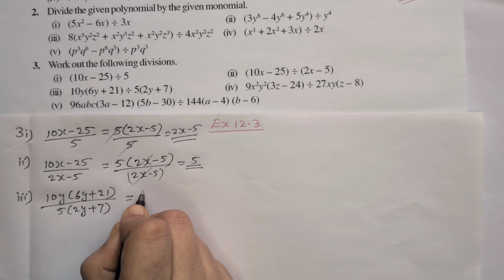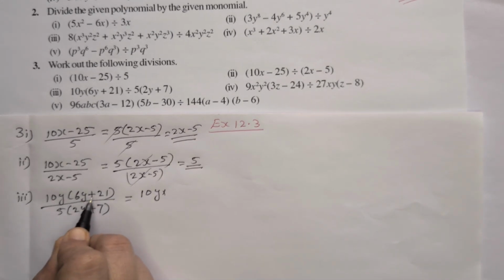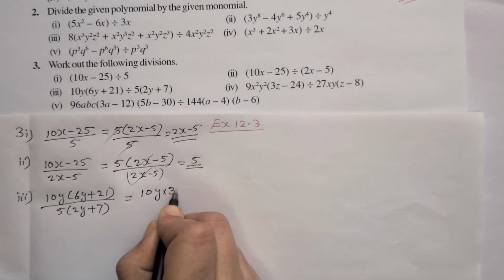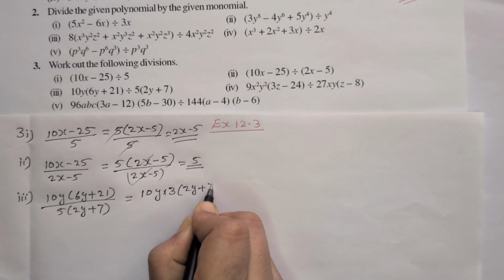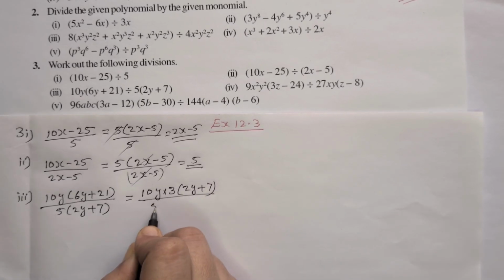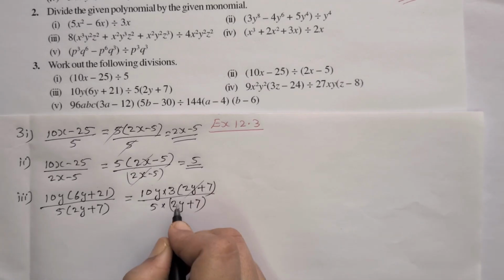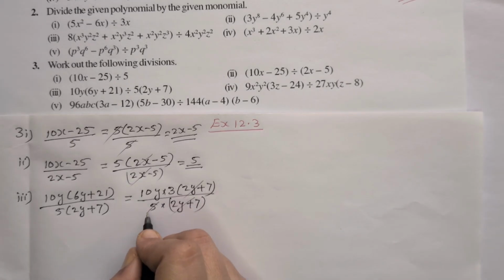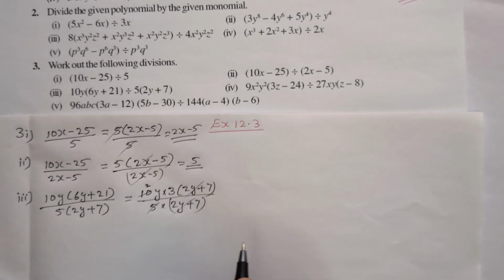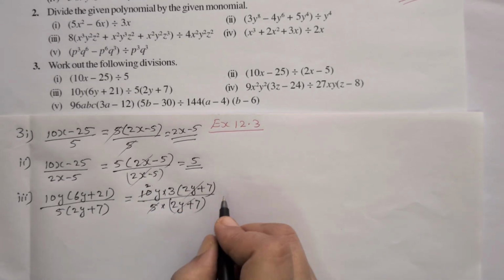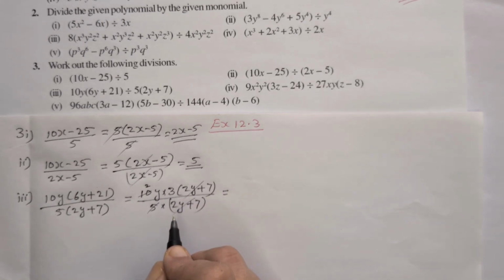From here, for 10y into 6y plus 21, we can take 3 as common from the numerator. So when we take 3 out of the bracket, it will come as 2y plus 7, and the denominator 5 into 2y plus 7. So that bracket 2y plus 7 we can cancel, and 10 and 5 cancel with 5, and here 2 times in 10. Then the answer is 2 into 3, 6. So 6y.